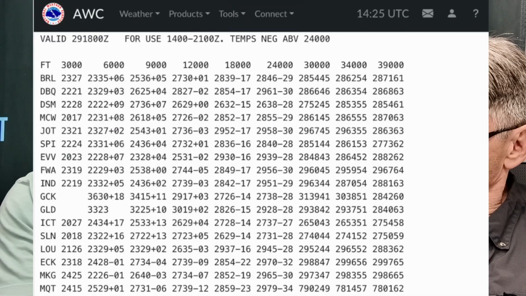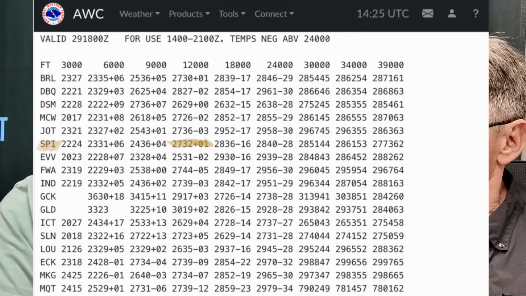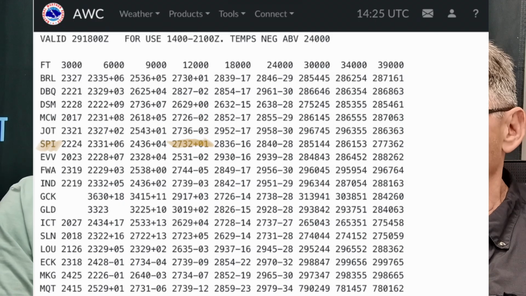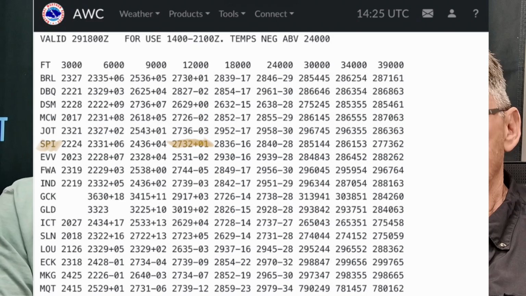So on that note, let's scroll up. SPI, I don't know where that is. You could look it up if you want. That's just the airport, that's the region. Winds at 12,000 feet, 270 at 32 knots, and the temperature is plus 1 degree Celsius. All right, so I'm concerned. If there was visible moisture, or if I was in clouds, heck yeah, I would be concerned about structural icing, probably carb icing. You're right on that threshold. All right. Let's close out.